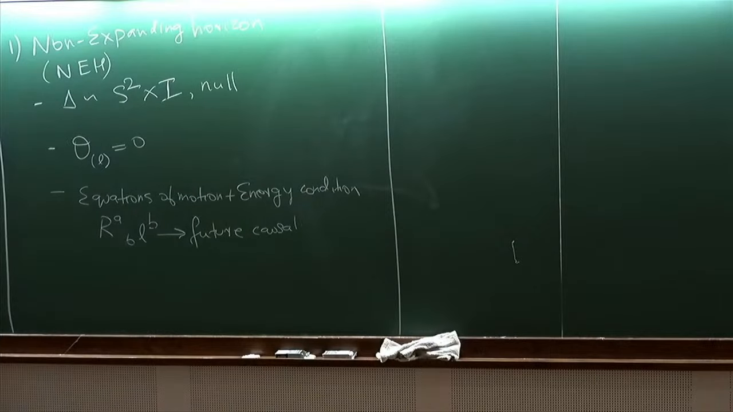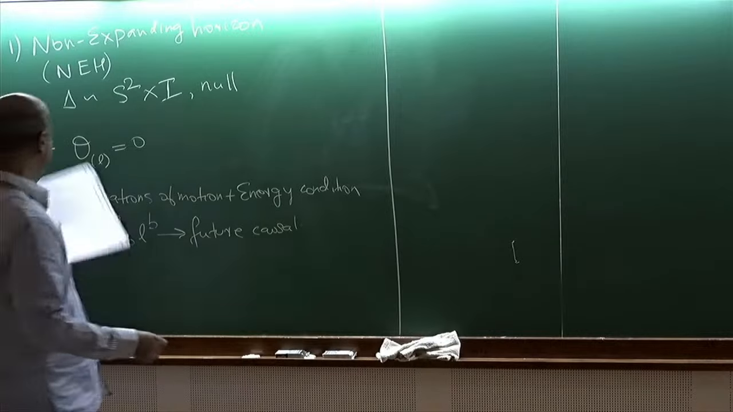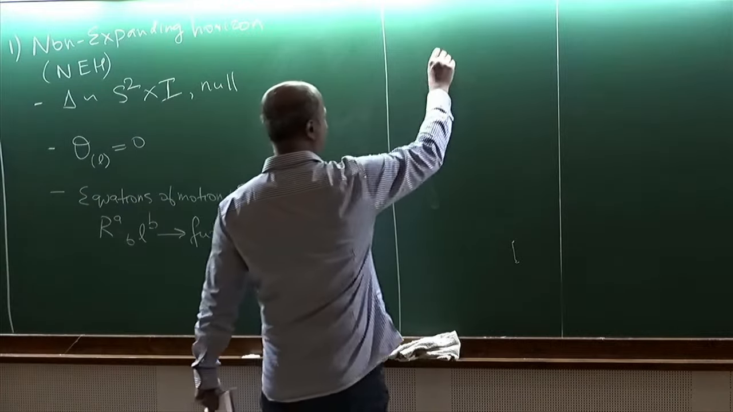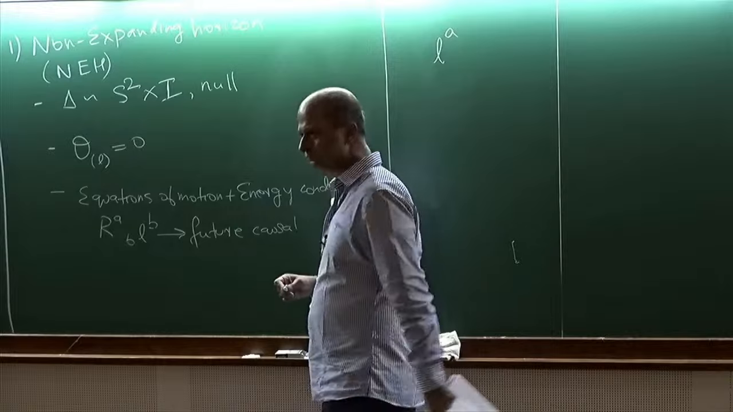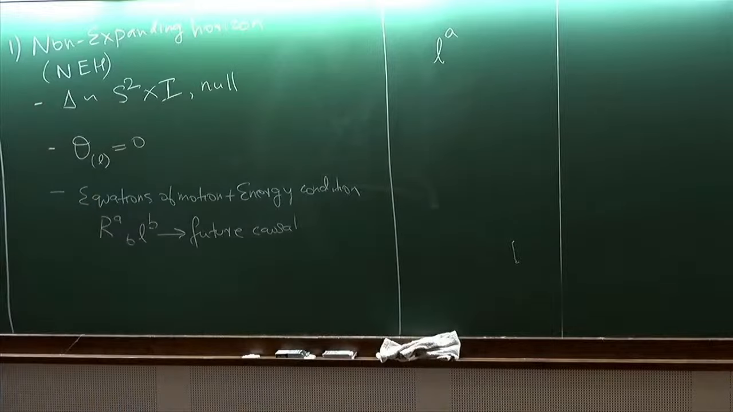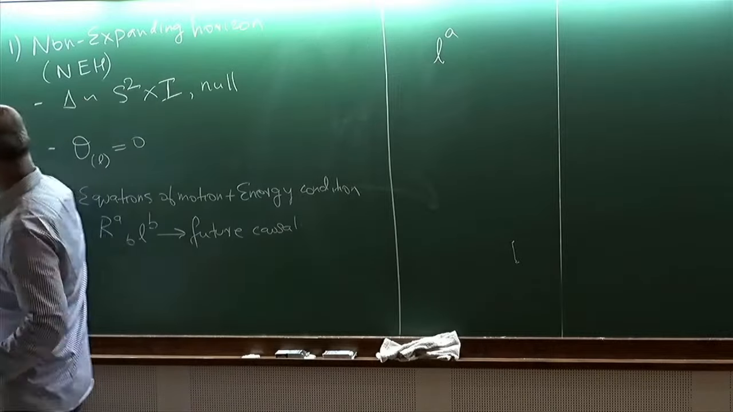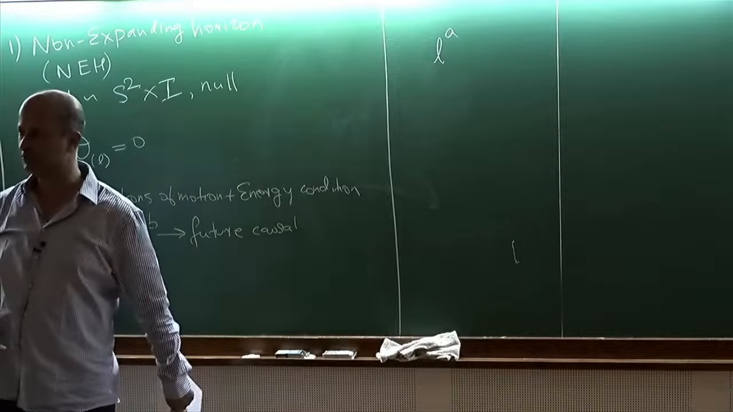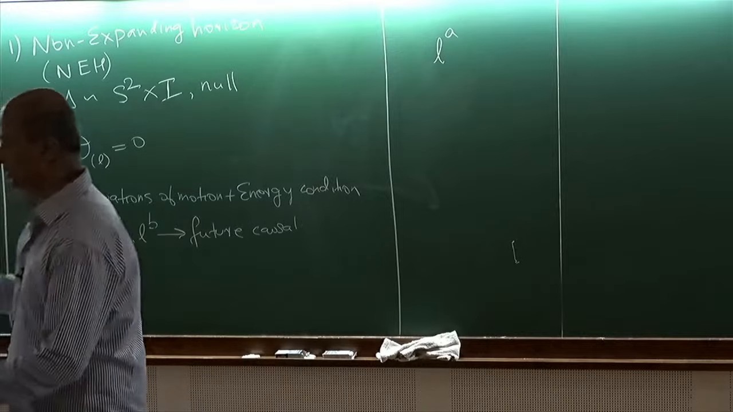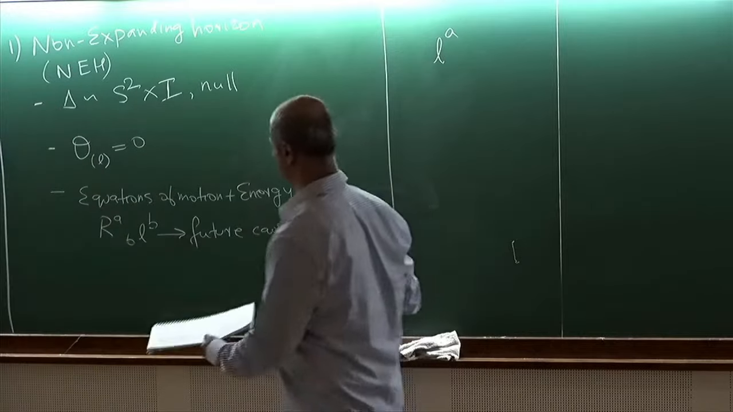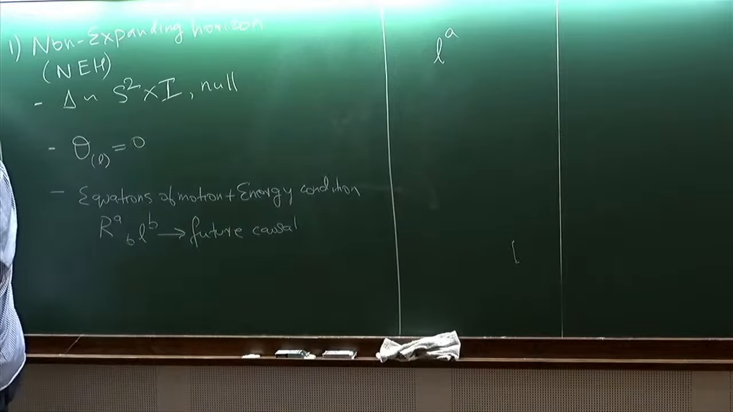So the first thing of interest perhaps is the null normal L. First of all, L has to be null, right? And that's by definition. So this L is along the null direction of the horizon. It's a null generator of the horizon. So it is null, and of course it is orthogonal to a surface, right? So it is surface forming.